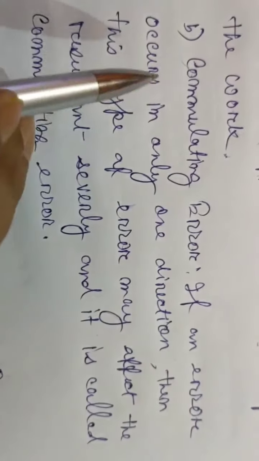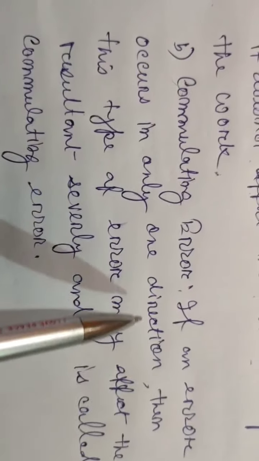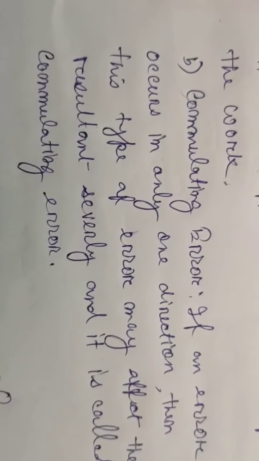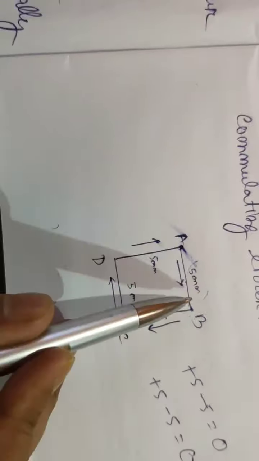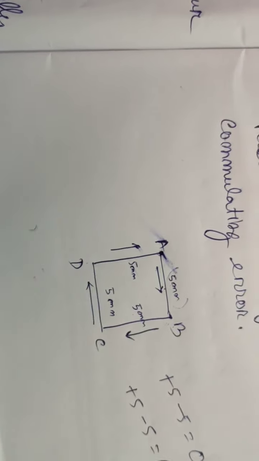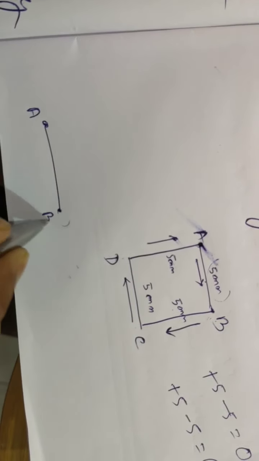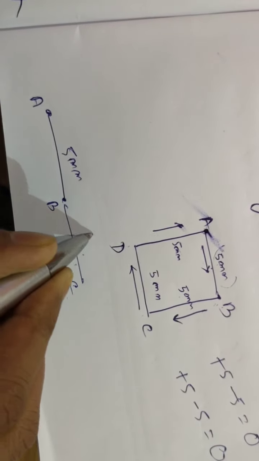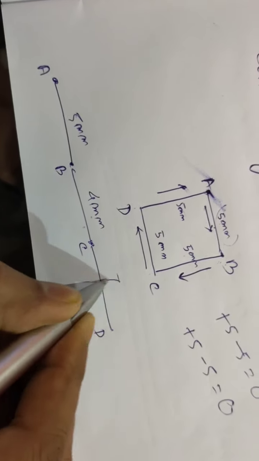Number 2 is cumulating error. If an error occurs in only one direction, then this type of error may affect the resultant severely, and it is called cumulating error. Earlier we saw errors in opposite directions, so they compensated each other. But what happens if the error occurs in only one direction? Suppose the starting point is A, I am measuring from A to B, there is an error of 5 millimeter. From B to C, there is an error of 4 millimeter. From C to D, there is an error of 7 millimeter.